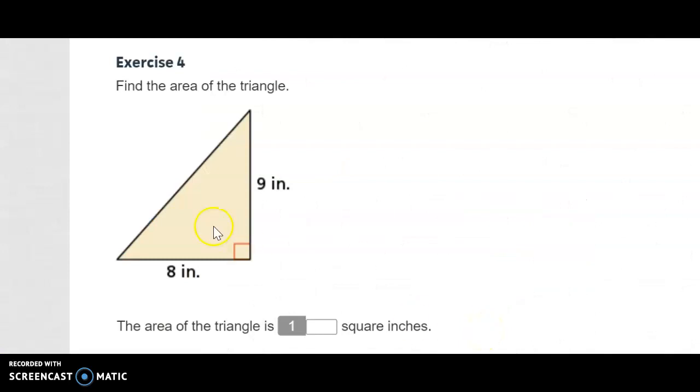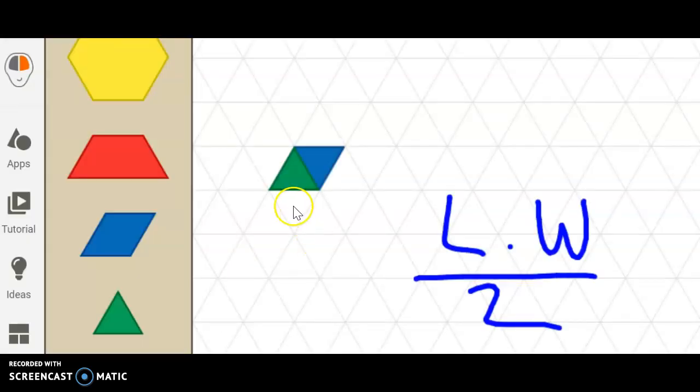So for exercise 4, we're going to take our 8 times 9, which will give us our answer. Hopefully everybody here can do that. And then we're going to divide it by 2, and that will be our full answer. Next problem is also about a parallelogram or a square or rectangle being divided in half. So we take our length times our width and we divide it by 2 because there is our parallelogram.